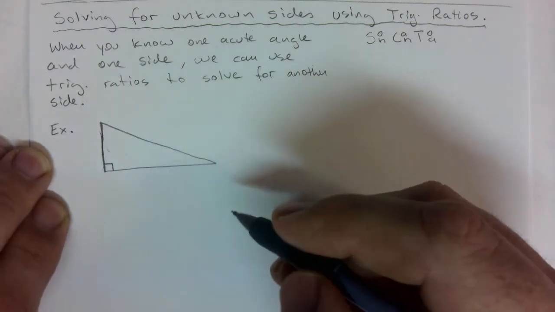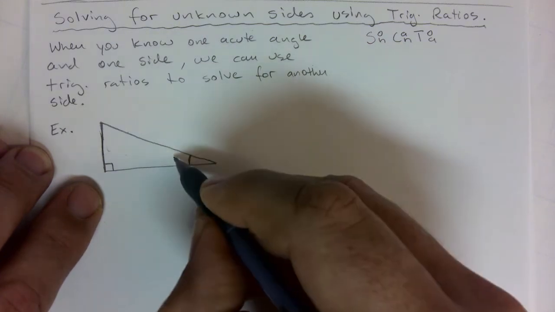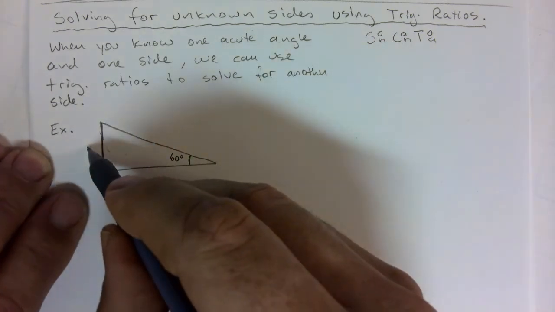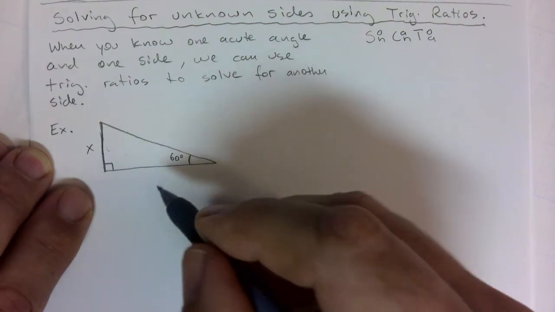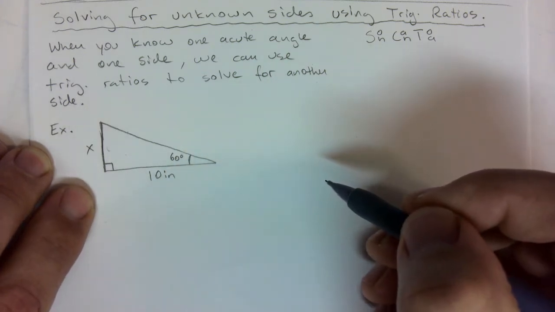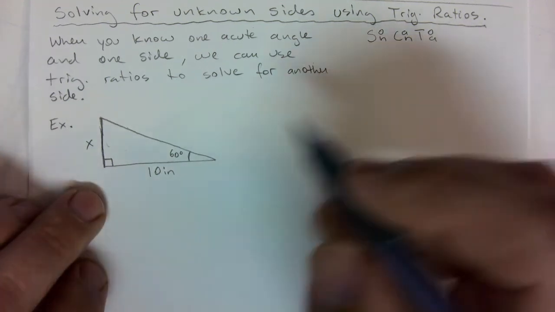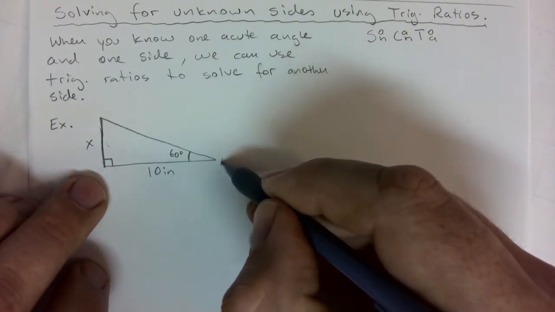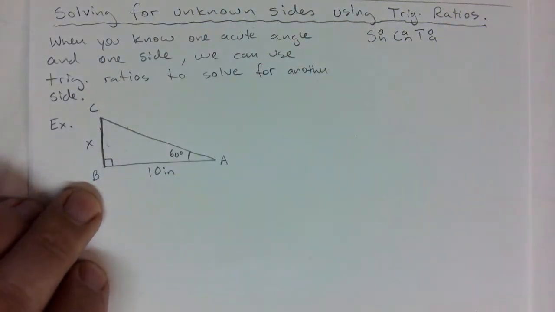Okay, so we have this as being, let's go 60 degrees. This is your unknown side. And let's say that this is 10 inches. So we start with that, and most questions will have capital letters on the corners, right? So we can call this A, B, C. Don't get too fixated with A, B, and C.